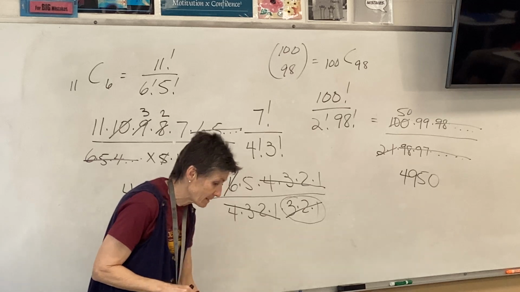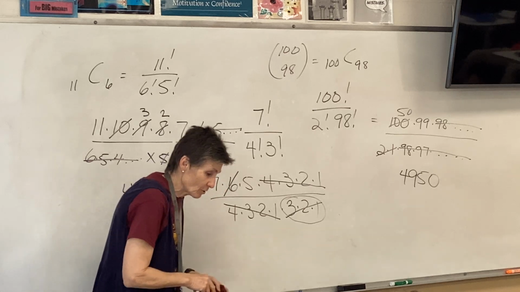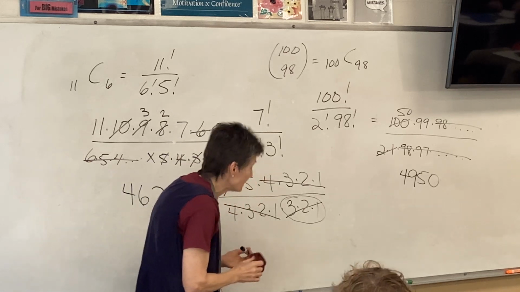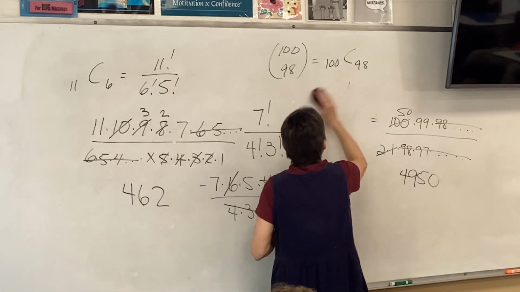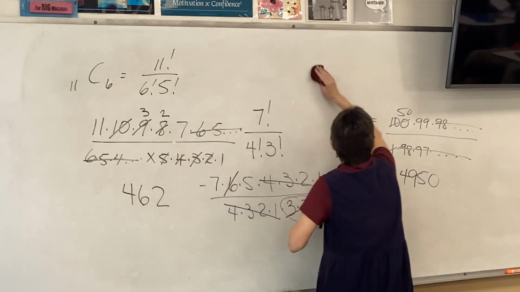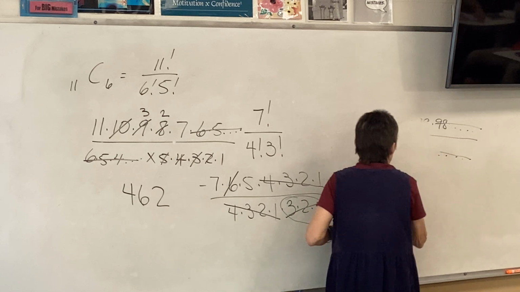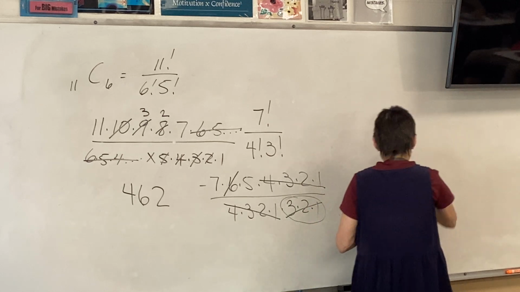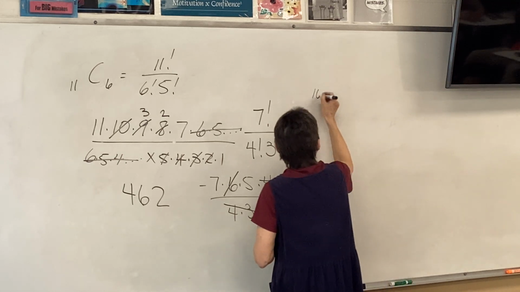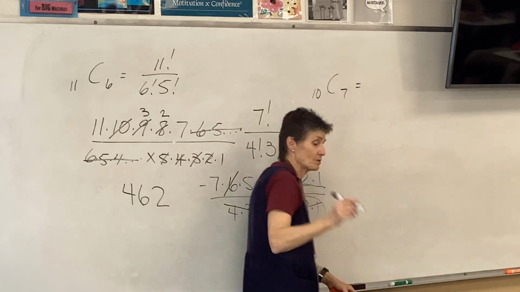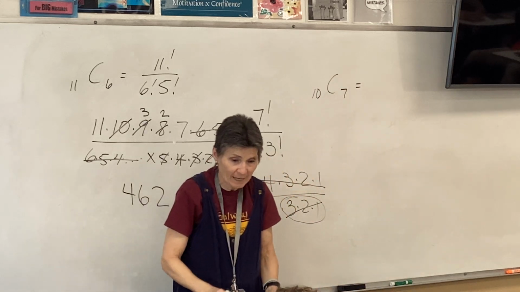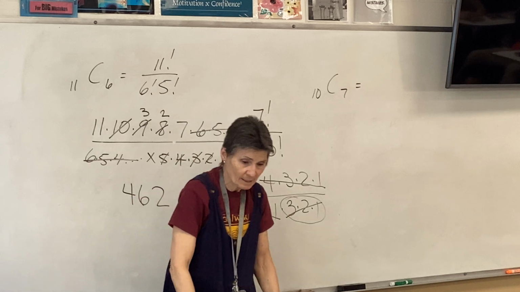So with that in mind, you and your partner, can you do the next one? 10C7. You are going to have to do one problem by hand. So pretend it's this problem and you're practicing it. 10C7.